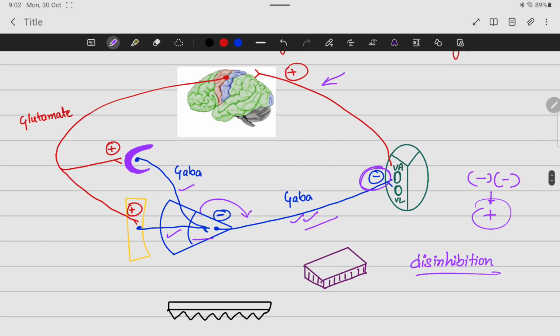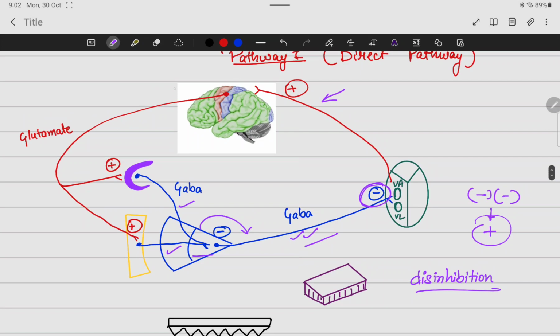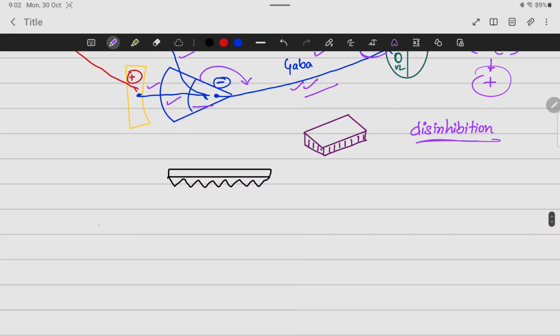So this is disinhibition. And how it is happening: you get your signals from your cortex via these excitatory glutaminergic neurons. These excitatory neurons stimulate these inhibitory neurons. These inhibitory neurons further inhibit this second inhibitory neuron, which was supposed to inhibit this excitatory neuron, but because of disinhibition, it is not doing so. So the final output of the pathway is excitatory. So your direct pathway is excitatory.